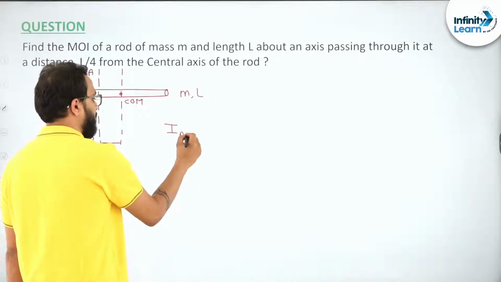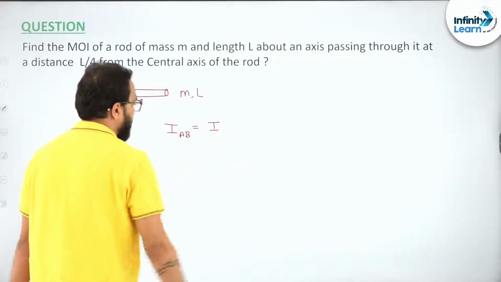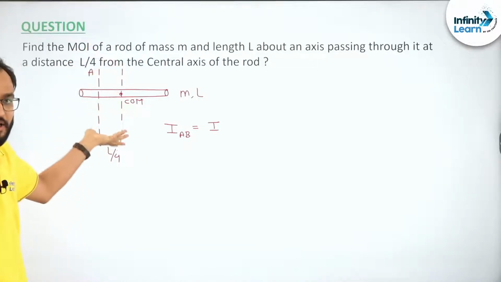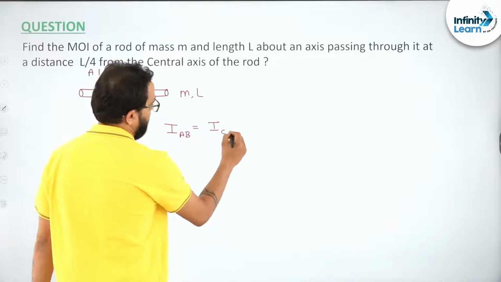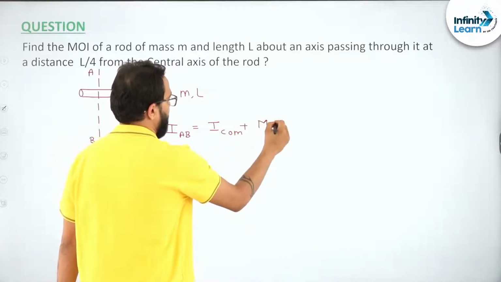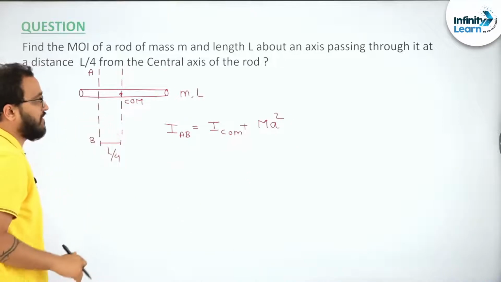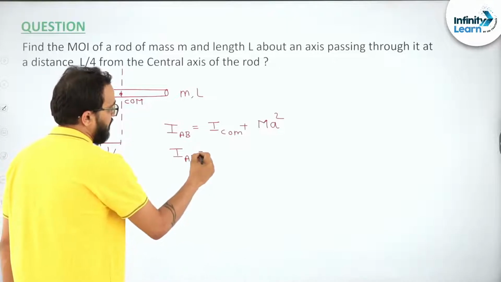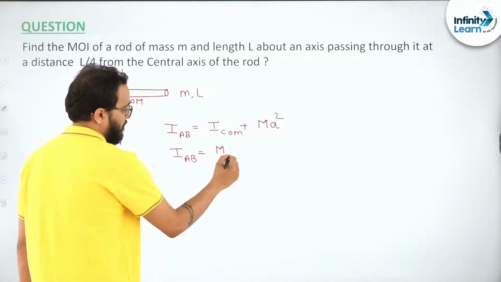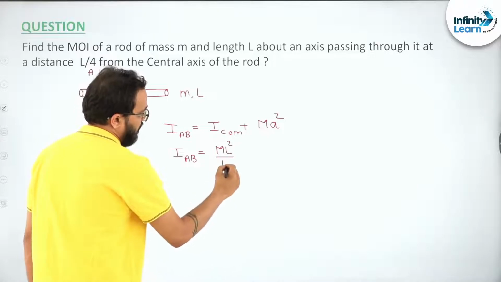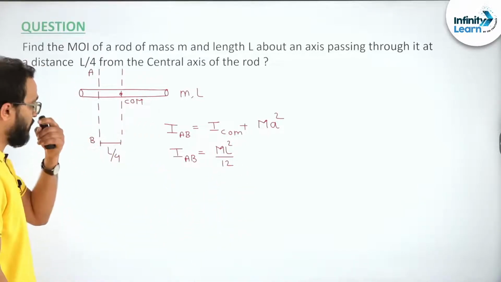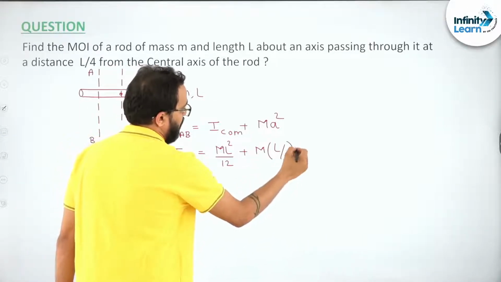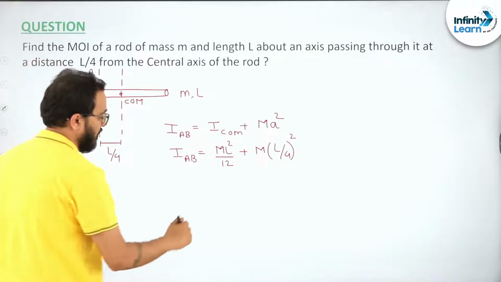So can you apply this concept here? You will say simply, we will draw an axis parallel to AB passing through the center of mass. This is that axis, we already know this. So it will become I_COM plus m a square, where a is the perpendicular distance between the axes, which is given as L by 4 in the question itself. So you will say, sir, I_AB will become, I_COM is how much? M L square by 12, about this axis, plus m into L by 4 whole square. It will become L square by 16, right?